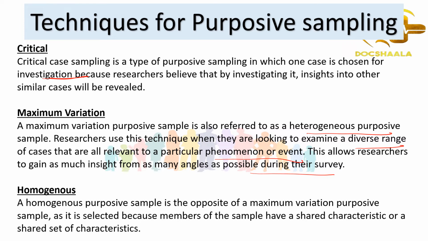Then the homogeneous purposive sample is the opposite. Of course, these both are opposite. So what will happen? A homogeneous sample is selected because members of the sample have a shared characteristic. In maximum variation we have variety, right? Here we have the same thing, of course, homogeneous. Okay, so these are the techniques.